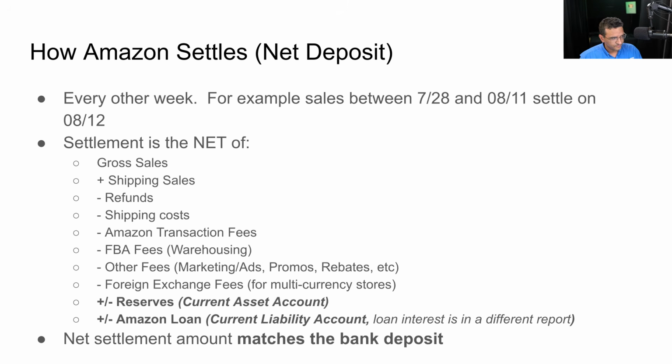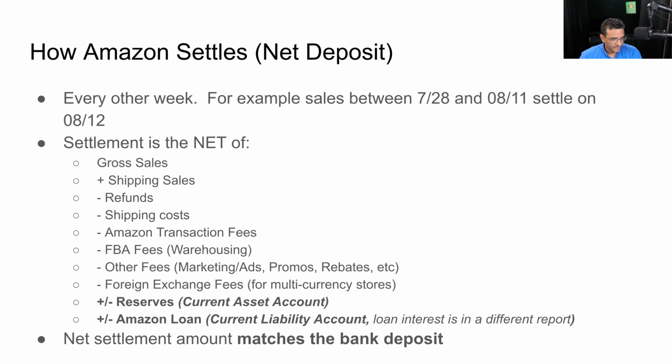Okay, so let's talk about how Amazon settles, the net deposit, how Amazon pays out to their merchants. Amazon just picked this cadence for some reason, and they've been doing it for 15-plus years. It's every other week. So, for example, the sales between July 28th and August 11th are going to be settled the day after that 14-day period ends, which would be August 12th. So it settles right after.